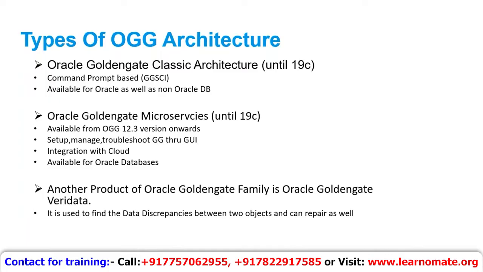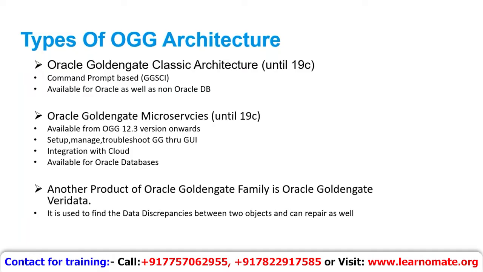So until 2017, there was only one way to configure GoldenGate, and that was through the command prompt GGSCA. Until 2017, it was called Oracle GoldenGate. In 2017, Oracle renamed it to Oracle GoldenGate Classic Architecture, and they launched a new architecture of GoldenGate, which is called Microservices Architecture.